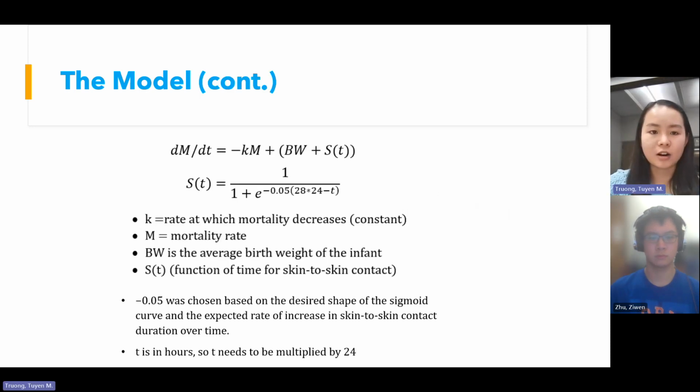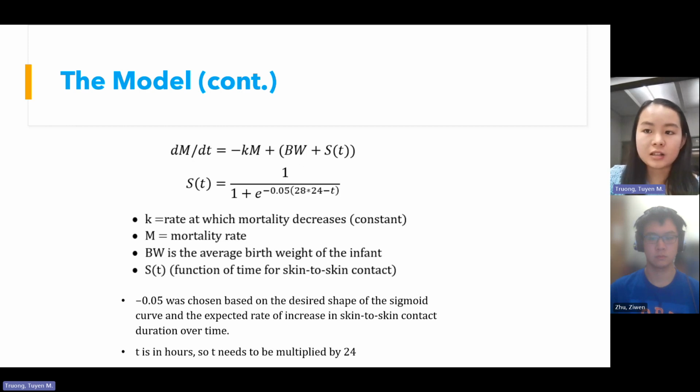So this is our model. We're considering that the rate of change of mortality is going to be equal to K multiplied by M, and K is going to be negative because K is the rate at which mortality decreases, and M is the mortality. And we're adding that to birth weight and the function for skin-to-skin contact as a function of T because they overall help reduce the mortality rate. So we're adding them to make the model positive.